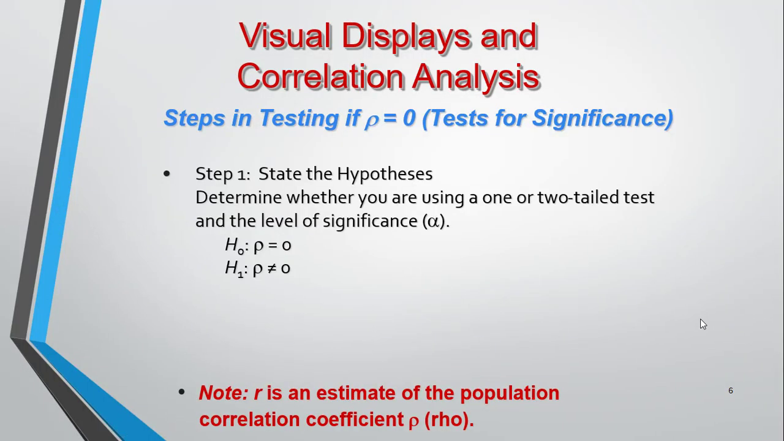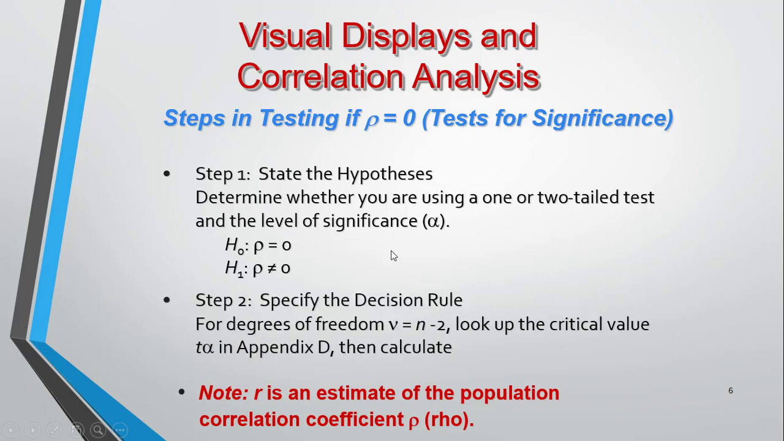How do we test for R? If we want to test whether rho is 0, remember, R is an estimate of the population correlation coefficient, the Greek letter rho. For the population, we want to test to see if R is significant or not, that is, if there's a correlation in the population. We start with stating the hypotheses, determine whether you're using a one-tailed or two-tailed test, and the level of significance alpha. Rho is 0 or not 0: equal to 0 for H0, and not equal to 0 for H1.